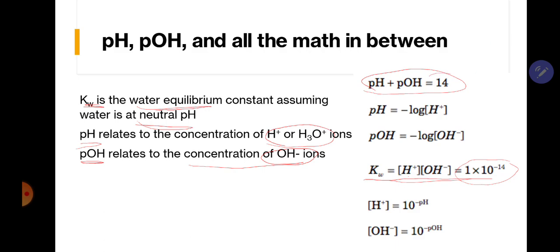If we look, our pH and our pOH sum equal to 14, and our Kw has an exponent of 14. And hey, look, our logarithms, if we break those down, we've got 10 to the negative pH and 10 to the negative pOH. So there's an inverse relationship between these guys.